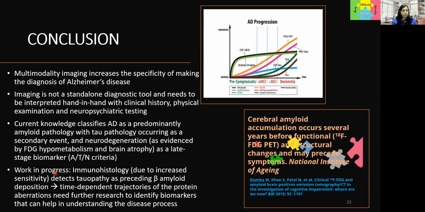However, there is work in progress, as immunohistology, due to its increased sensitivity, can detect tauopathy as preceding beta amyloid deposition. There are time-dependent trajectories of protein aberrations that occur in the brain that need further research to identify biomarkers that can help in the understanding of the disease process. Cerebral amyloid accumulation occurs several years before functional 18F-FDG detected hypometabolism and structural changes and may precede the symptoms.